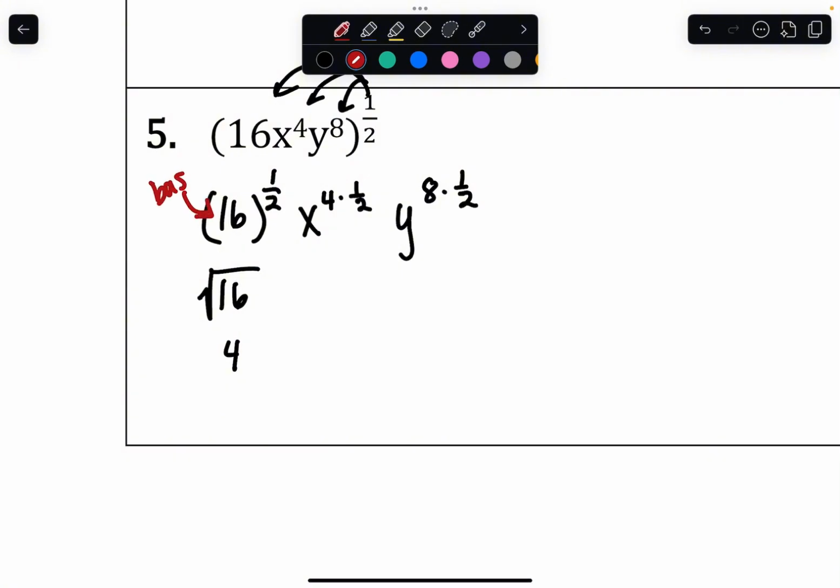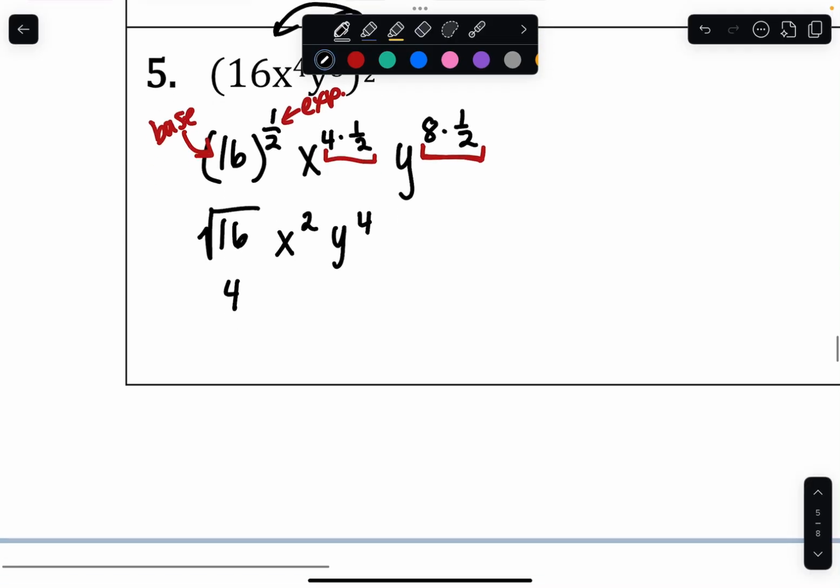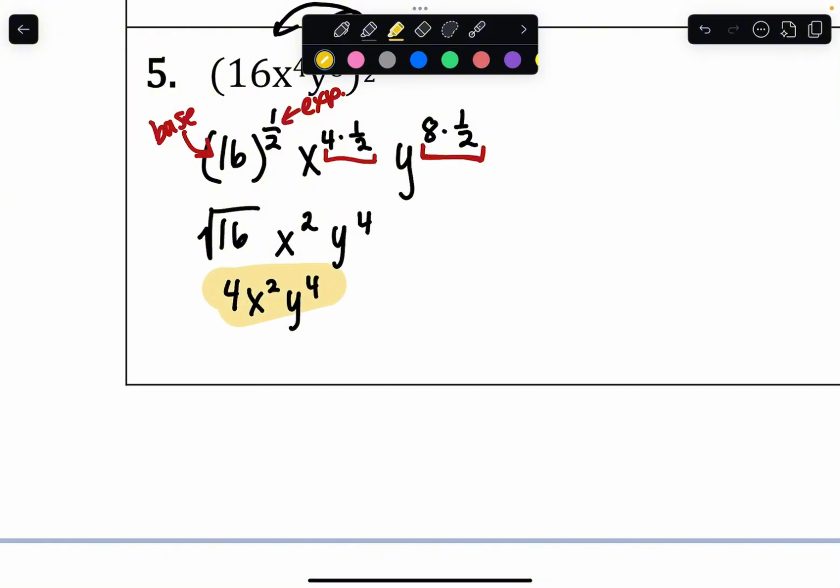This is your base, this is your exponent. Okay, both of these are exponents, so that's why they can be multiplied. So 4 times 1/2 is 2. 8 times 1/2 is 4, just dividing by 2 when you multiply by 1/2. So our final answer is x squared, y 4th with the 4 out front.